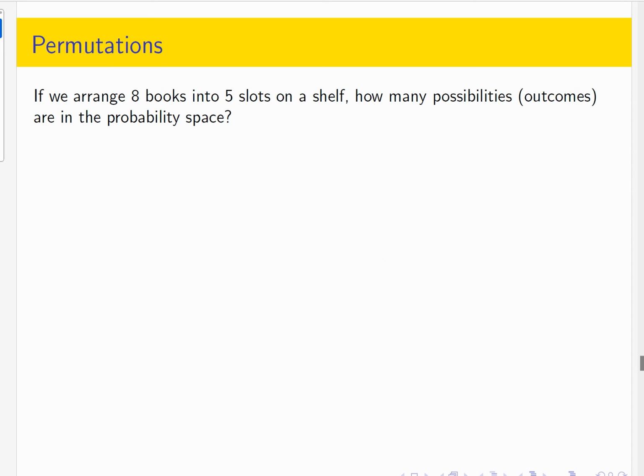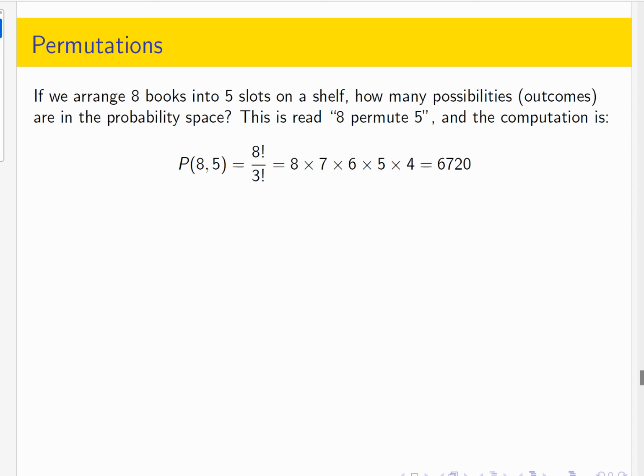Let's take a look at the permutations where we arrange 8 books into 5 slots on the shelf. So in other words, we don't have room for all 8 books. We can only choose 5, but we can put the 5 books down in any order. So how many possible arrangements are in this probability space? And the answer is 8 permute 5, right? We have 8 books to permute into 5 slots.